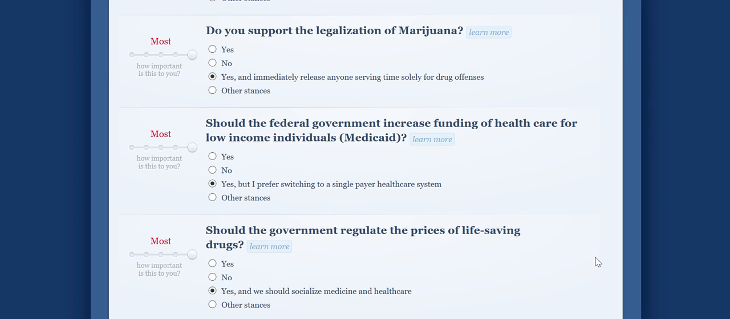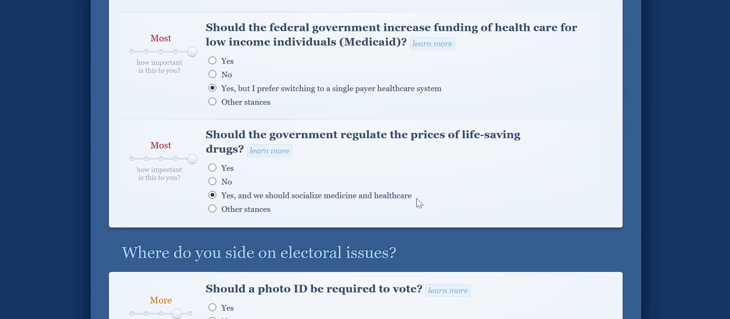Should the government regulate the prices of life-saving drugs? Yes, and we should socialize medicine and healthcare. Are you sensing a common theme here? Healthcare is one area where, to me, it's not even close. That's government all day long. I mean, that's like in the top 5 of things the government should be involved in.